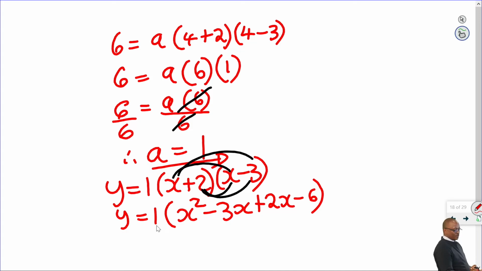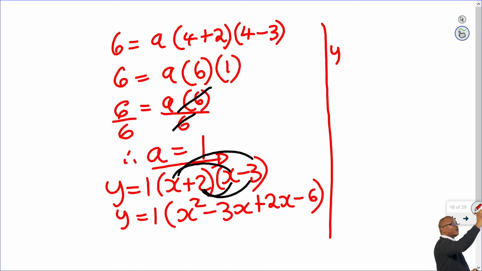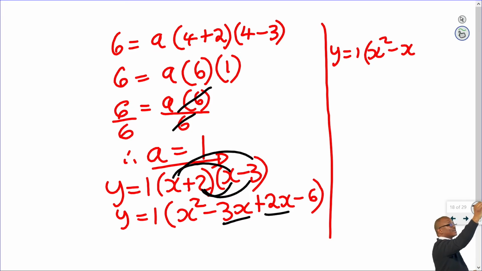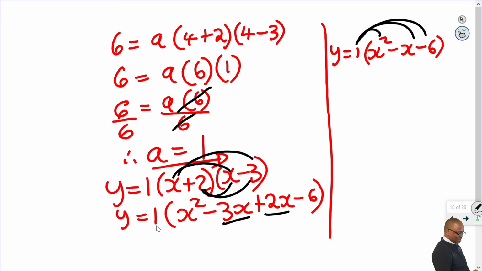So now we are going to have y is equal to 1 into, inside the bracket, we have the like terms. So it's going to be x squared minus x minus 6. When you multiply by 1, it's not going to change anything. So we have y is equal to x squared minus x minus 6.